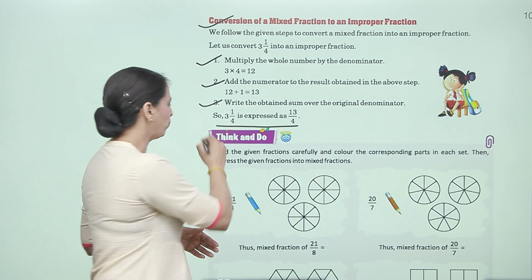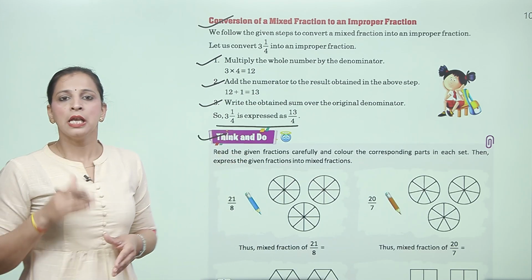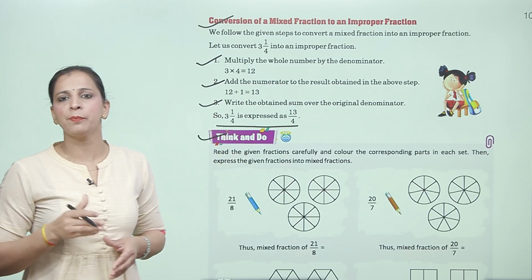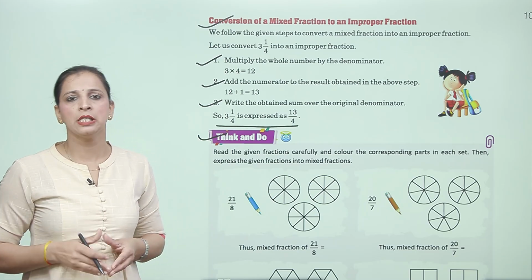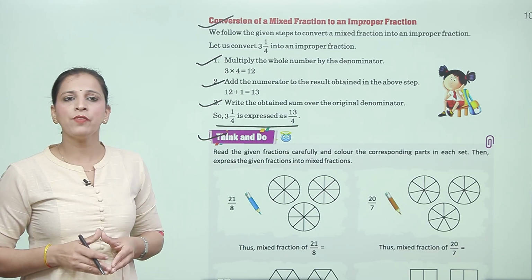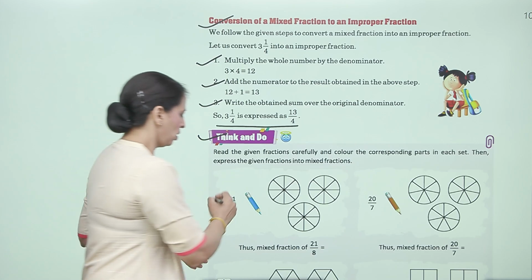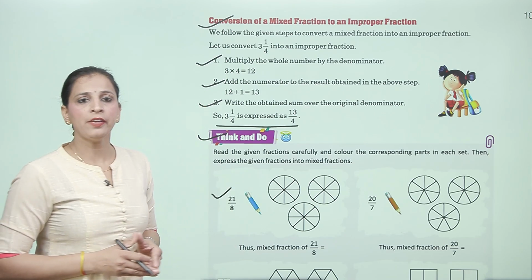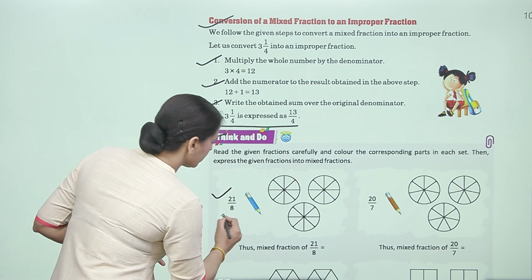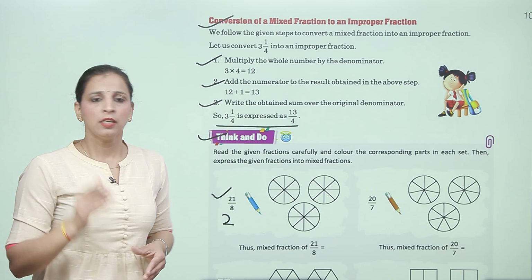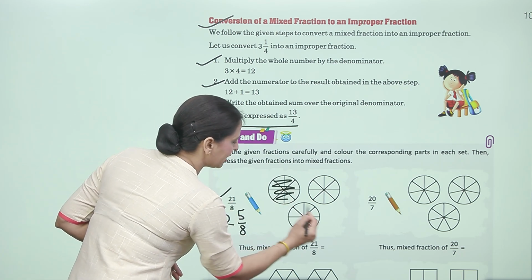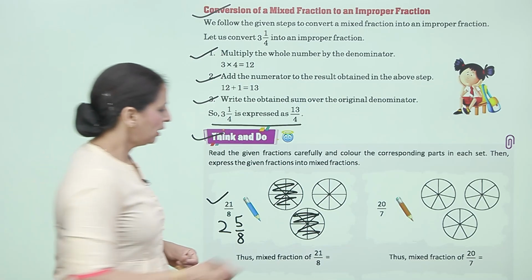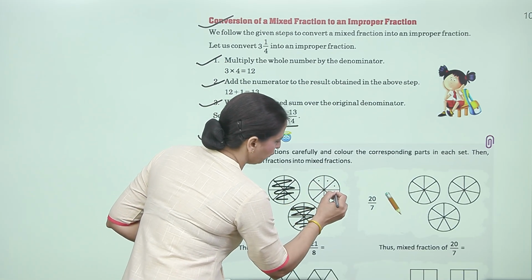Now think and do. Read the given fractions carefully and color the corresponding parts in each set. Then express the given fractions into mixed fractions. Now 21 by 8. So 21 by 8, 8 2s are 16 and 5 upon 8. That means 2 are completely colored and this one is 1 2 3 4 5.